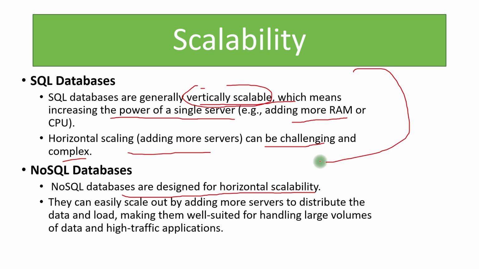Scalability was the one problem with the SQL databases, and the huge amount of big data being generated in the new world. The SQL databases were not able to take care of that. That is why NoSQL databases came, and horizontal scalability was the primary criterion. They can easily scale out by adding more servers to distribute the data and load, making them well suited for handling large volumes of data and high traffic applications.